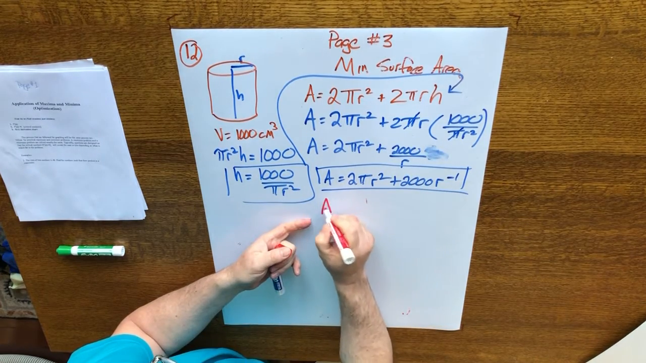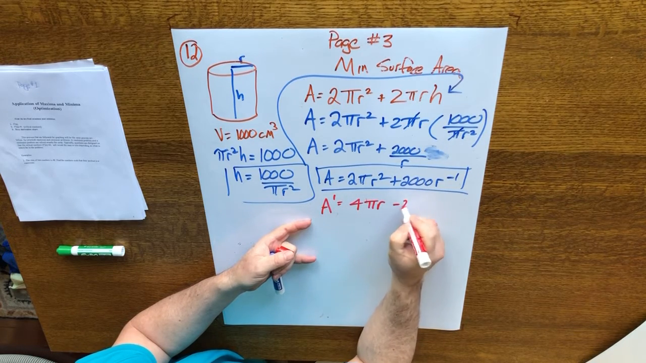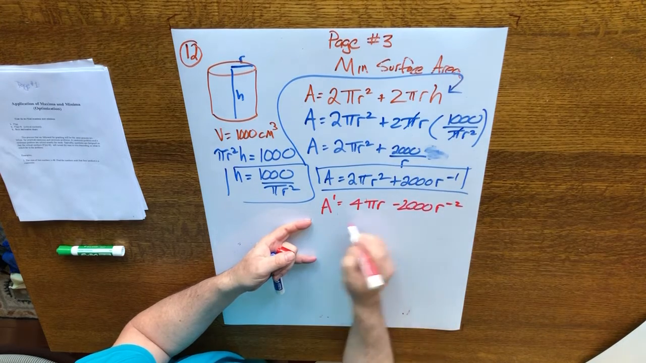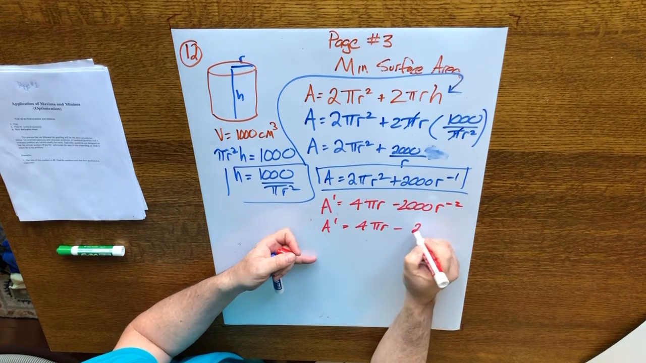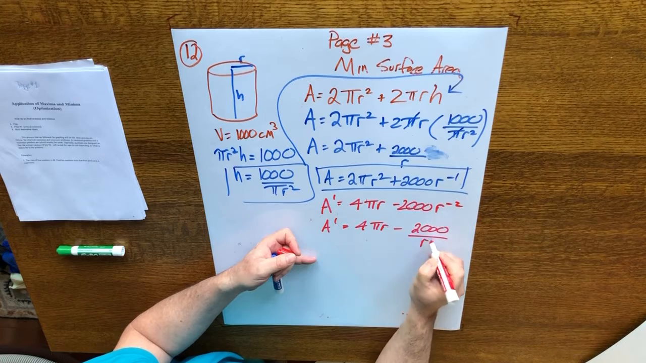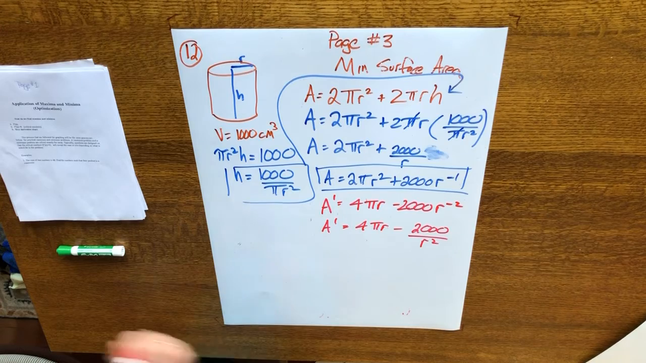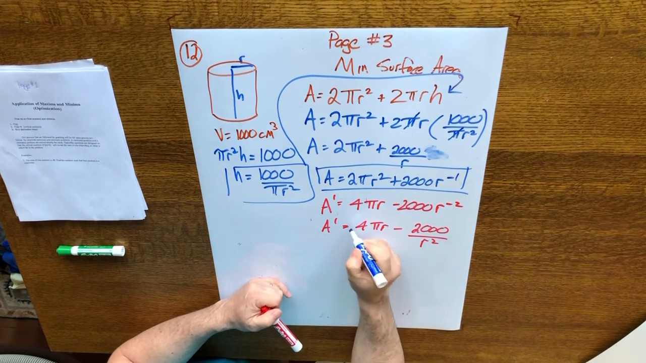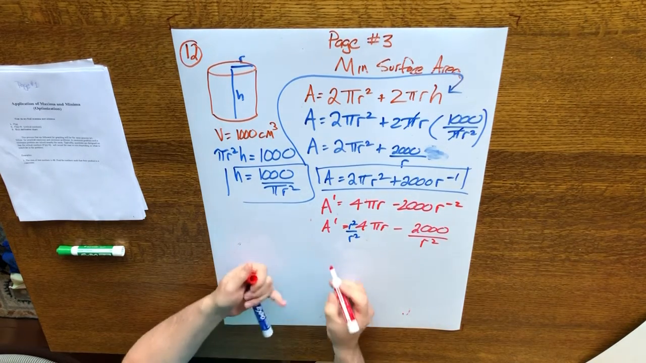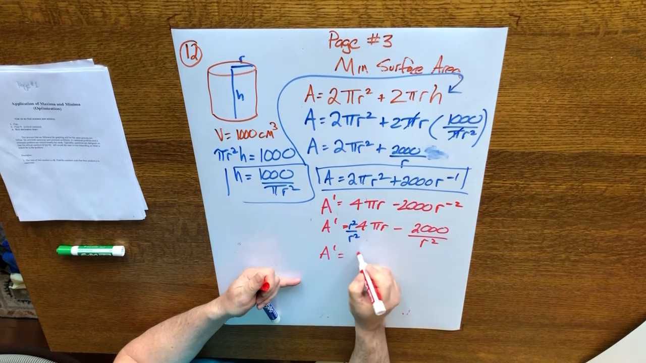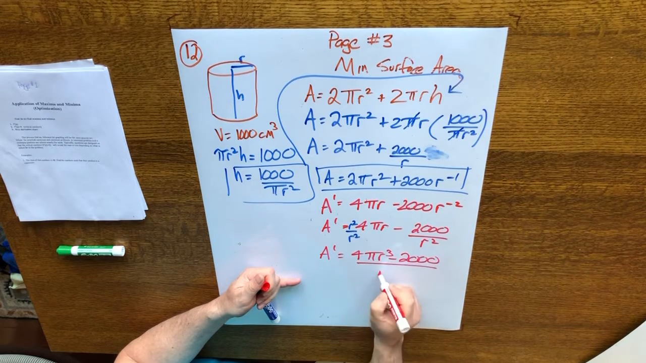This one's feeling a little fishy. We'll see what happens. A prime equals 4 pi r minus 2,000 r to the minus 2, which is 4 pi r minus 2,000 over r squared. I'll find a common denominator to make a single fraction, so I'll multiply by r squared over r squared. So A prime equals 4 pi r cubed minus 2,000 all over r squared.